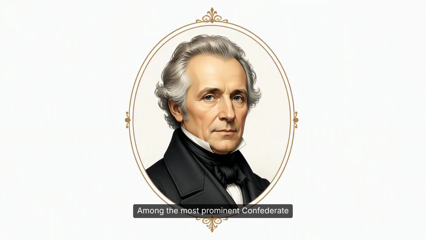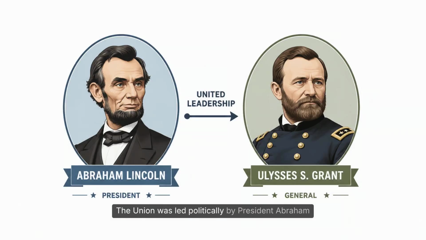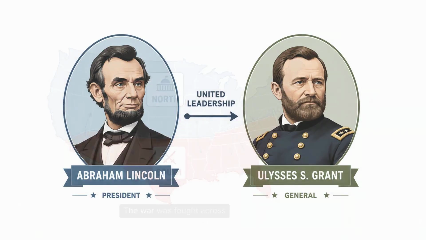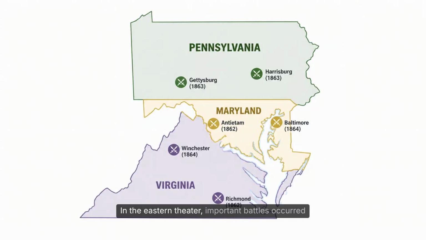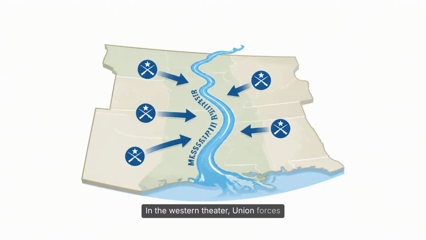Among the most prominent Confederate generals was Robert E. Lee, commander of the Army of Northern Virginia. The Union was led politically by President Abraham Lincoln and militarily, during the later stages of the war, by General Ulysses S. Grant. The war was fought across several major regions. In the Eastern Theater, important battles occurred in Virginia, Maryland, and Pennsylvania. In the Western Theater, Union forces sought control of the Mississippi River and key transportation routes.